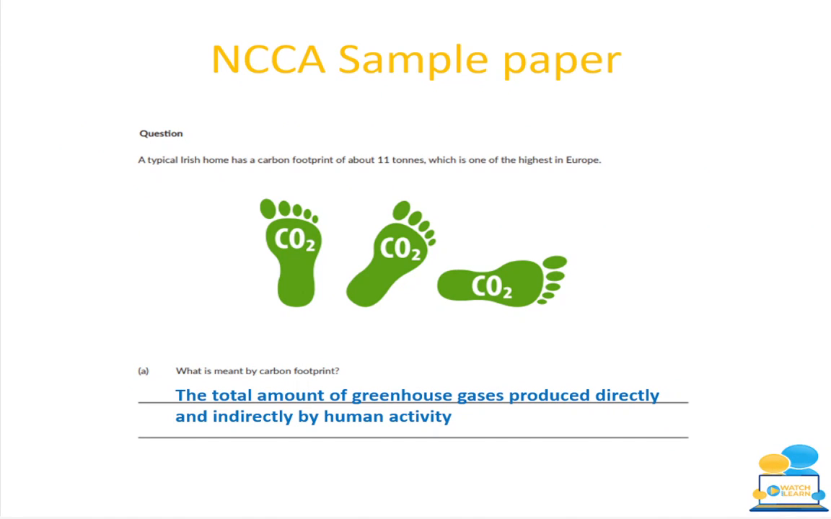So here is an NCCA sample paper question. The question says, a typical Irish home has a carbon footprint of 11 tonnes, which is one of the highest in Europe. And this is huge, so what is meant by carbon footprint? And for this you would just explain what it is. So it means that it's the total amount of greenhouse gases which you produce directly and indirectly, and then you could give your example. For example, I should walk to school instead of going by car because by car I'm emitting exhaust fumes, which is contributing to global warming. So you want to state, explain, and give an example for full marks.